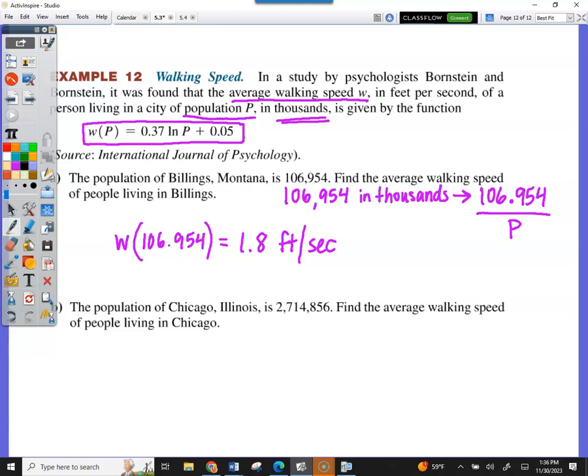Okay, look at the last one. The population of Chicago is 2.7 million. Find the average walking speed. If it's 2.7 million, what would that be in terms of thousands? 2,714. There you go. Basically, move the decimal 3 places over because it's in thousands.